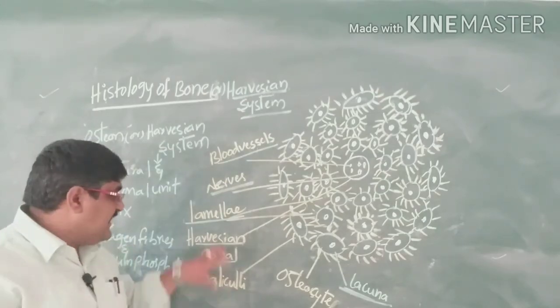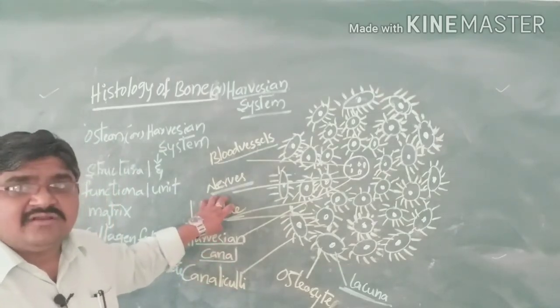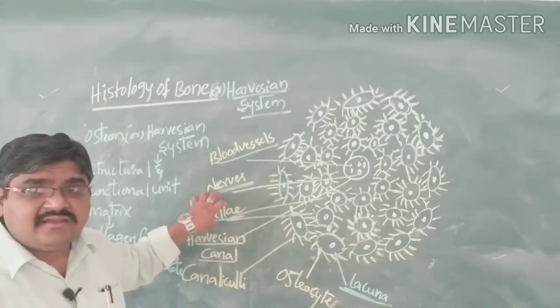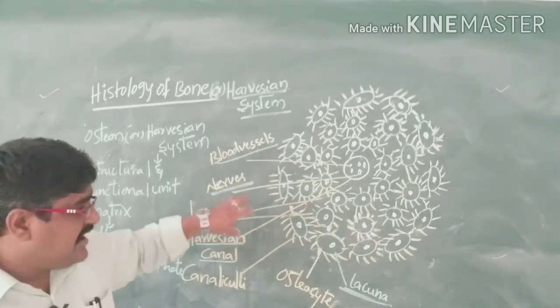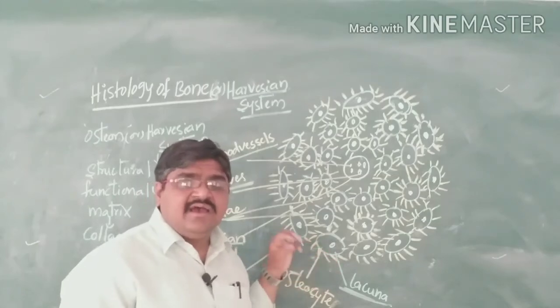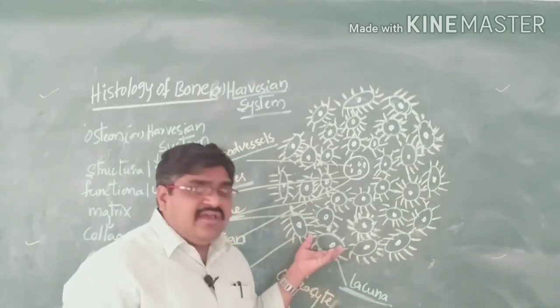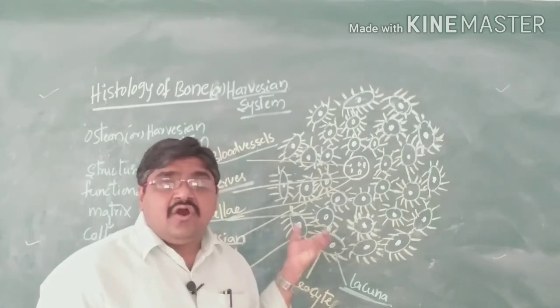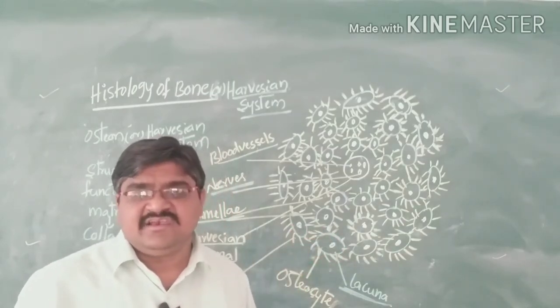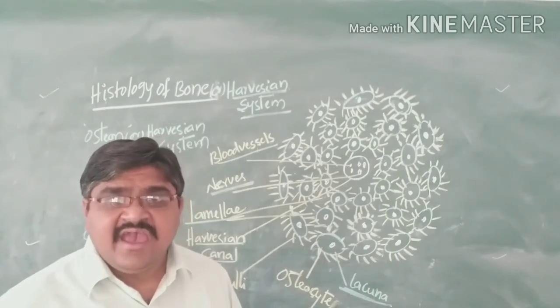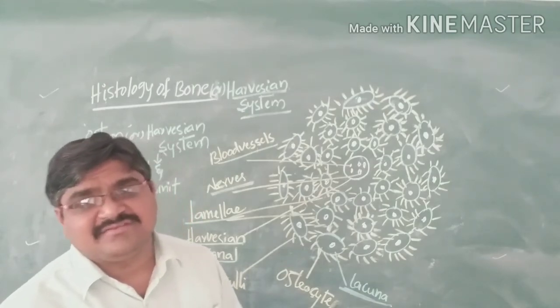That means inside the lamellae, the concentric rings, there are space-filled cells present. Those space-filled cells are called lacunae. Inside the lacunae there are osteocytes.